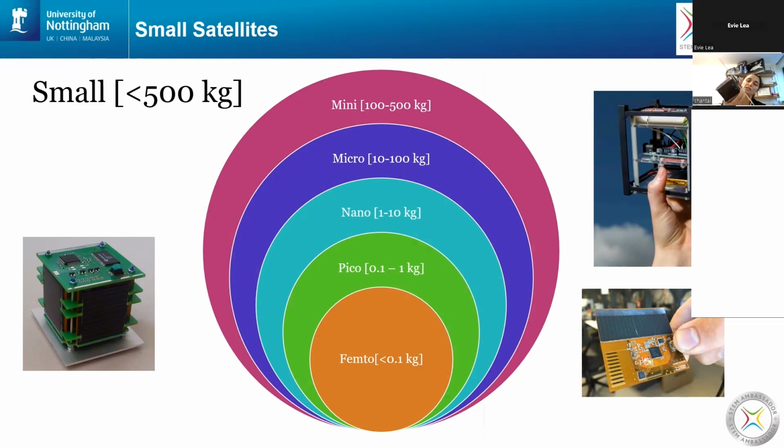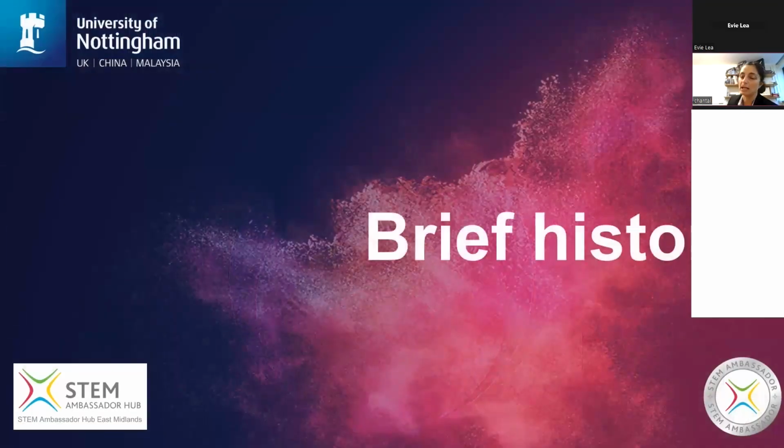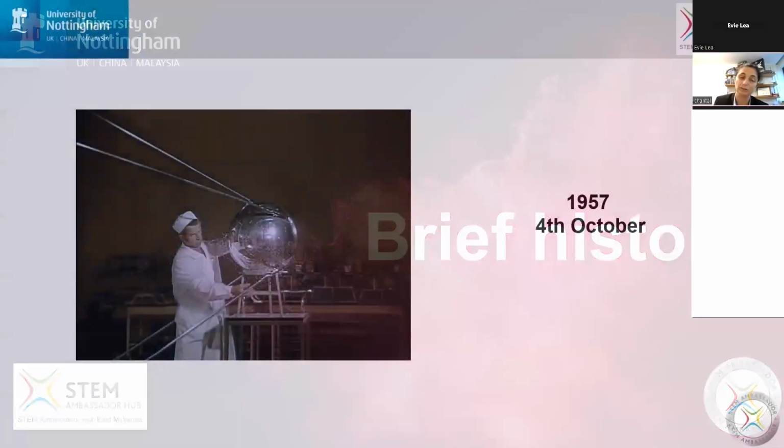To give you an idea, this is one small satellite. This is called CubeSat, and we will talk about that a little bit later. So a small satellite can be just as big as a credit card or something that is, let's say, 500 kilos. Let's do a brief overview of the history of small satellites and satellites in general.